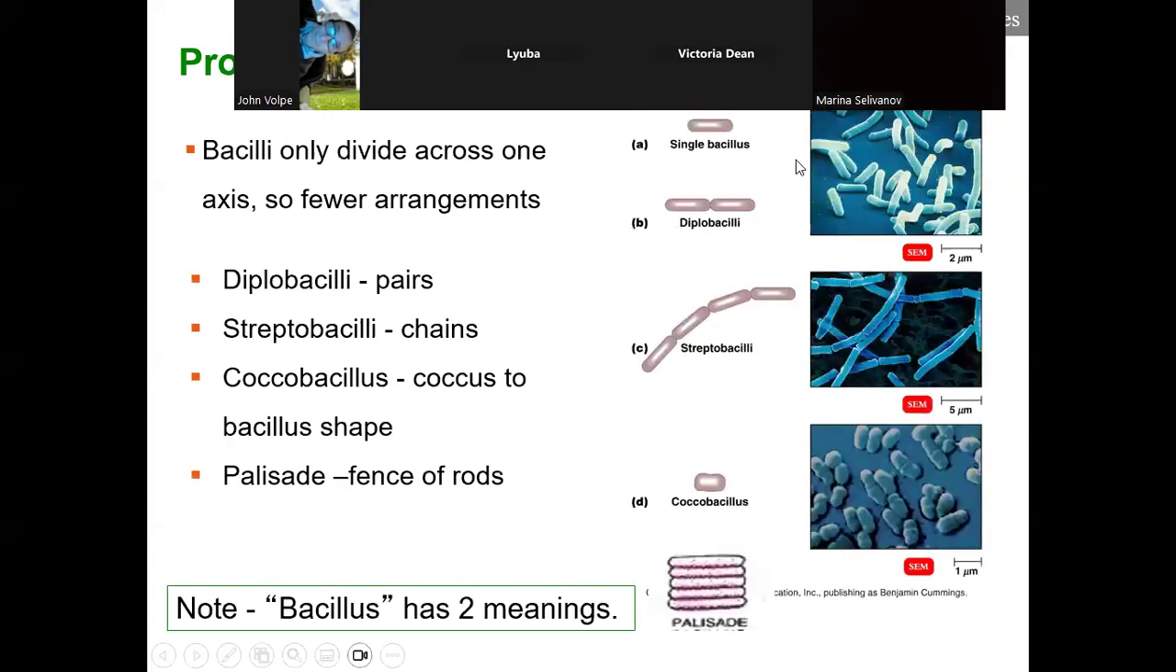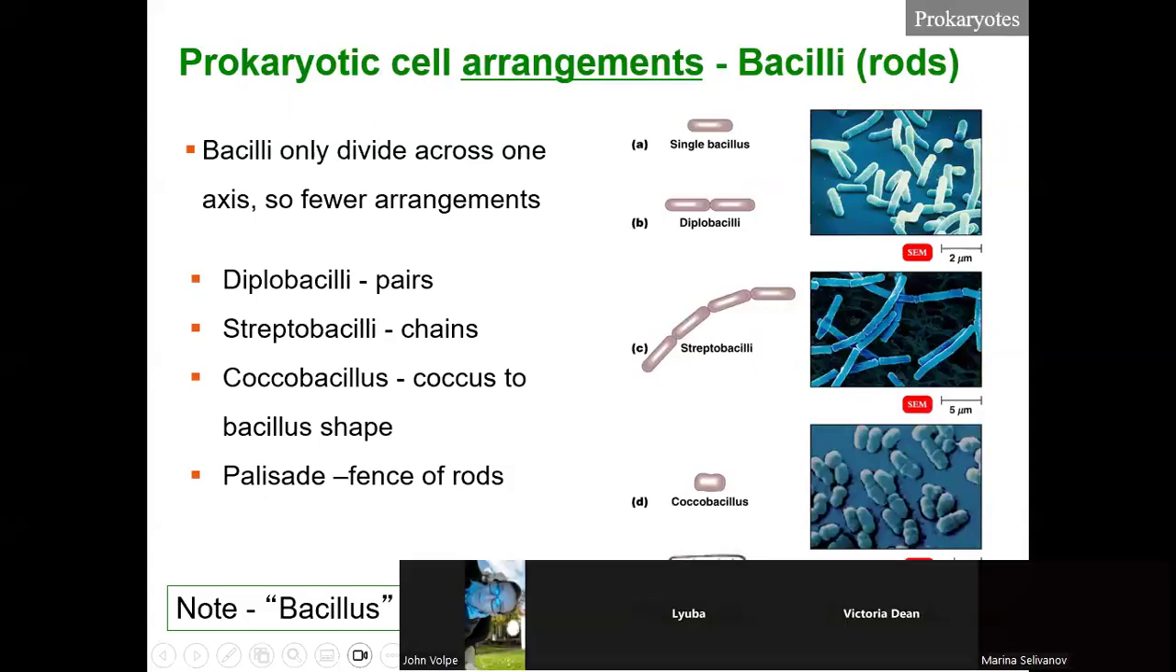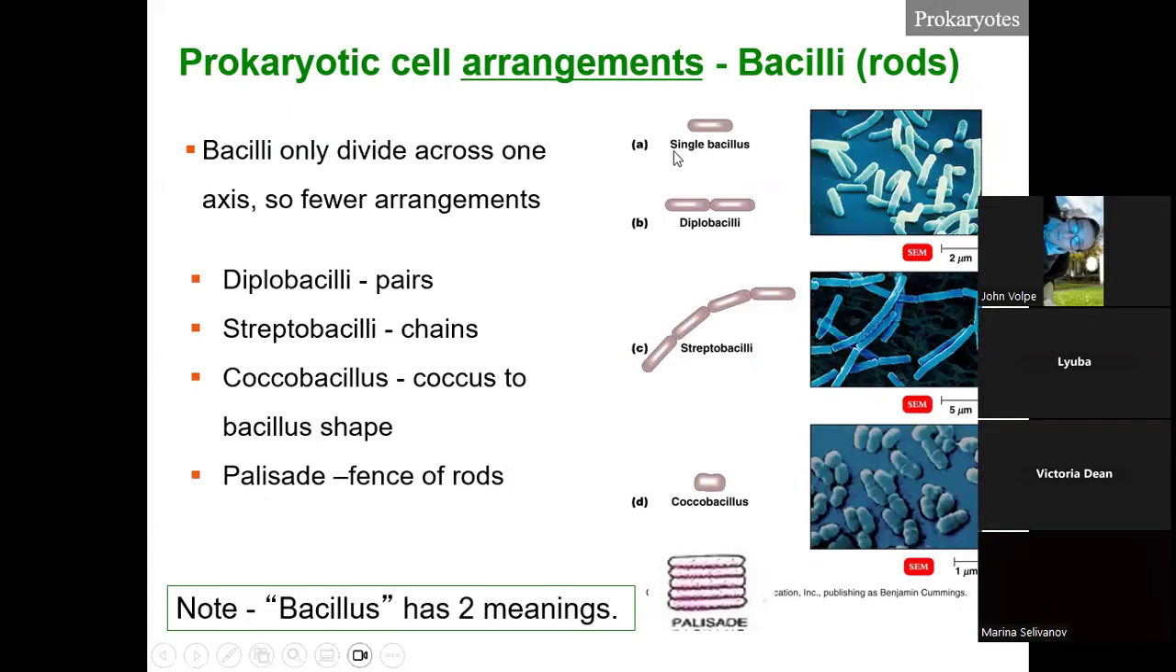Bacilli have fewer growth arrangements. You can have a singlet, a single bacillus, and that would be one there, and that would be one there. There's one there. You can have a diplobacilli, and that's two bacilli stuck together. There's a diplobacilli right here. I don't see any in there, but right here, that's a diplobacilli. And that could be a diplobacilli right there, with this being the division right there.